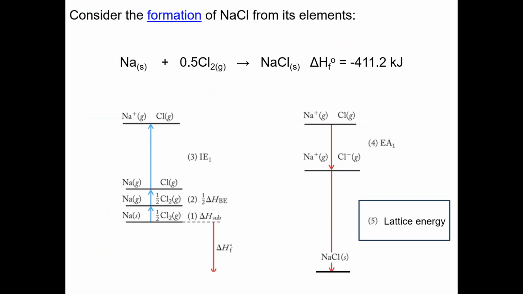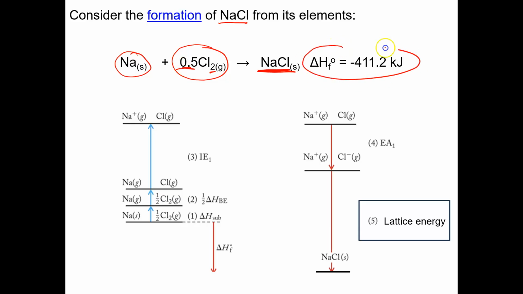So this is a good example. It's the formation of sodium chloride from its elements. Whenever we write a formation reaction, we always generate 1 mole of the product. Sodium is a solid at room temperature, as are all metals except for mercury. And chlorine is a gas at room temperature, and it's also diatomic. So if we're going to form 1 mole of sodium chloride, we're going to need half a mole of chlorine.